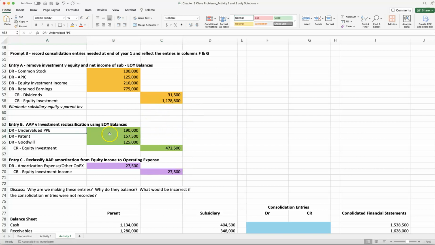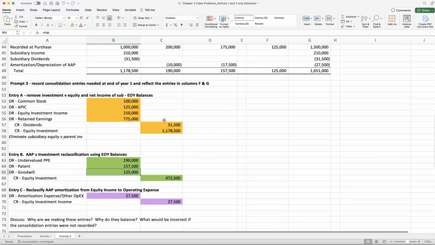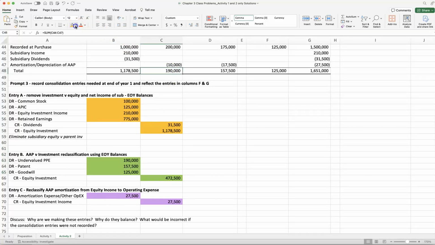These are populated for me just because I had it in my reconciliation above, but let's do a double check. I'm going to move out of the equity investment all of the items associated with undervalued PP&E, patent, and goodwill. Where did those amounts come from? They came from, and I'll put them in green up here, they came from my reconciliation. So 190 for the PP&E, 157,500 for the patent, and 125 for the goodwill.